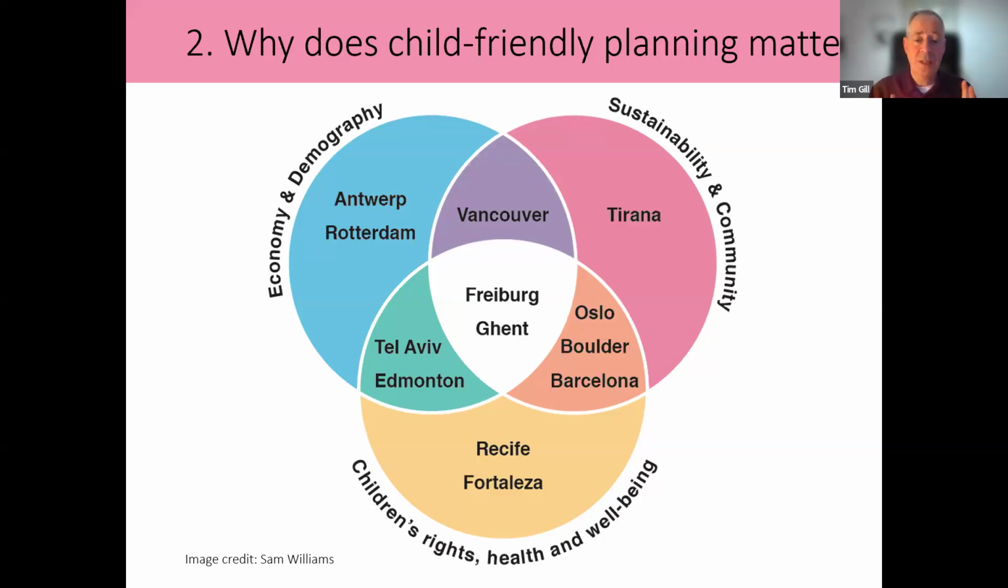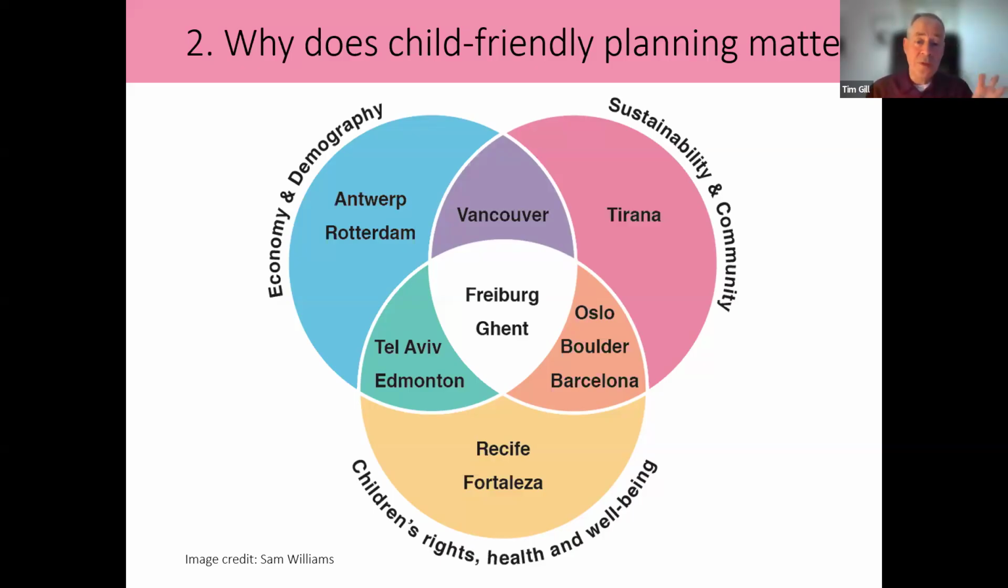So in a bunch of cities, people indeed talked about children explicitly. They wanted their city to be healthier for children, to recognize children's rights and children's claim on the city and children's well-being. Then there's a second group of cities that talked more about sustainability and community. And really the idea they latched onto was that a child-friendly city, what does it look like? Well, it's compact, it's green, it's easy to get around on foot or by bike. It looks a lot like a sustainable city.